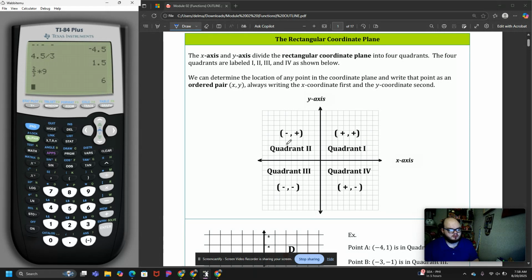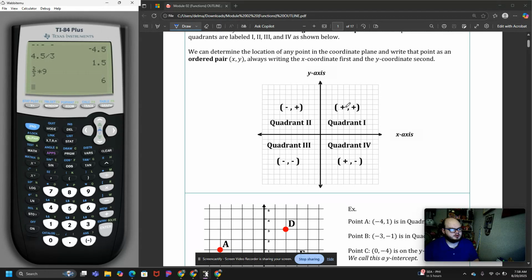So here's quadrant 1, 2, 3, and 4, and they're labeled with Roman numerals. Okay, a 1, a 2, a 3, and a 4. We can determine the location of any point in the coordinate plane and write that point as an ordered pair x comma y, always writing the x coordinate first and the y coordinate second.